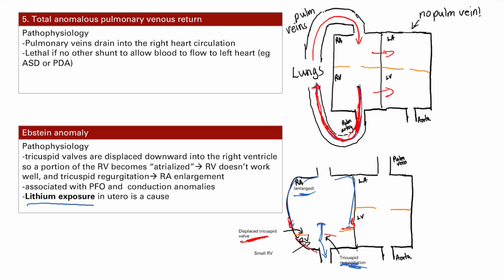Finally, one additional thing is this problem is associated with a PFO, a patent foramen ovale, and it's also associated with conduction abnormalities. Because, first of all, you have an enlarged right atrium. Remember, when your atrium becomes enlarged, you can have arrhythmias and conduction anomalies. And because there's extra blood in the right atrium, you're going to have increased pressure, and that's going to push against this wall. And remember that septum primum that normally closes that PFO? If you have increased pressure, it's going to open that septum, and you can get a PFO, a patent foramen ovale. So that's it for our cyanotic heart lesions.